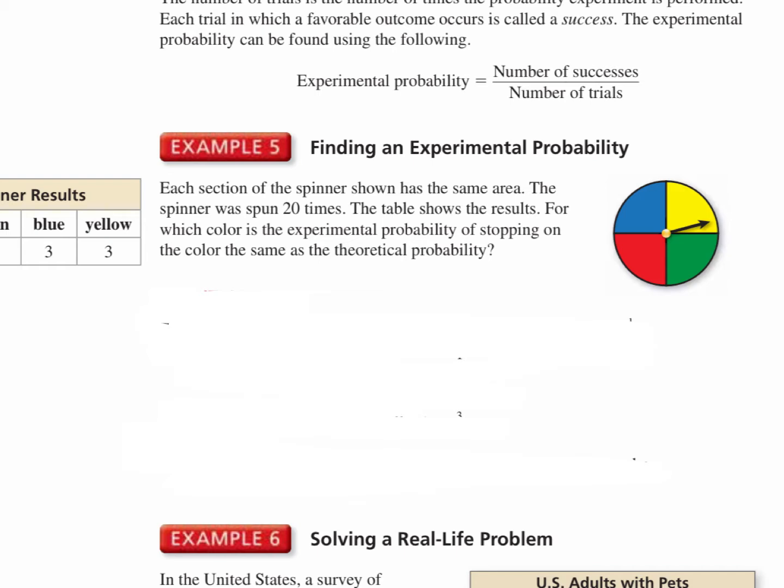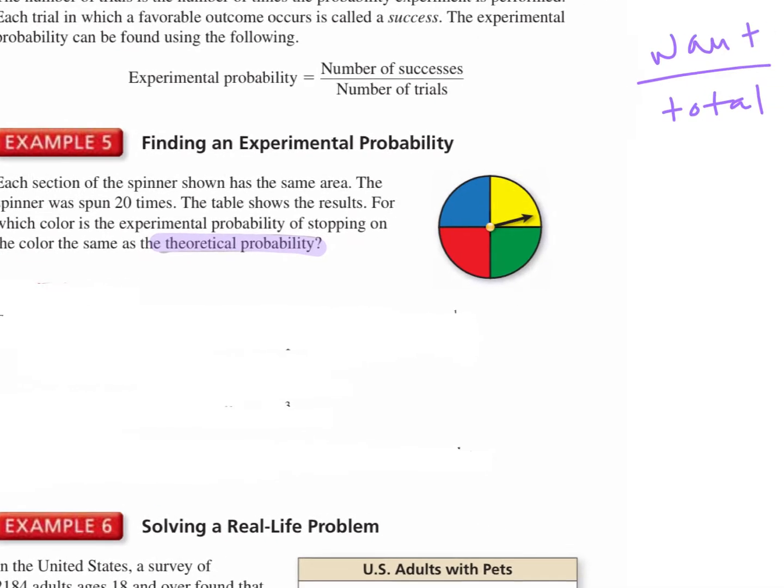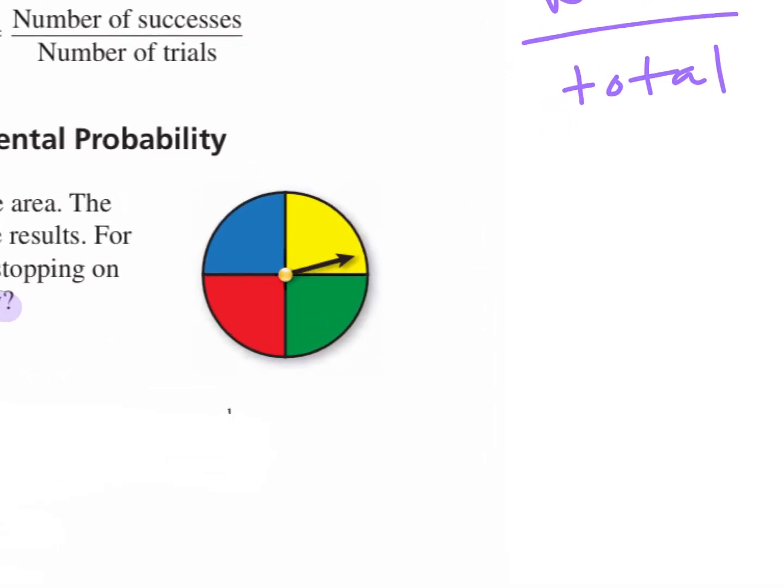So first, let's find our theoretical probability. That's if we didn't perform any experiment and we ask ourselves, what are the odds that we land on the color yellow? How many colors total do we have? 4. Yellow is just one color, so it would be 1 out of 4. Do you think it would be different for blue? No, it would be the same thing. Same thing for red, same thing for green. So this is our theoretical probability.